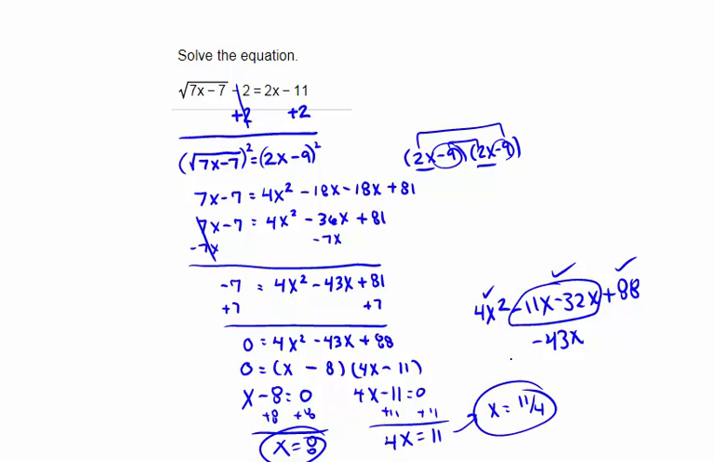Now remember, on your radical equations, it's a good idea to check your solutions to be sure that they're actually both solutions, and you do that by plugging back into the original problem. And when you do that, when you plug the 8 into the original problem, you do get a correct solution. But when you plug the 11 over 4 into the original problem, you get an untrue statement. And so we will end up eliminating this as an answer and only going with the x is equal to 8.